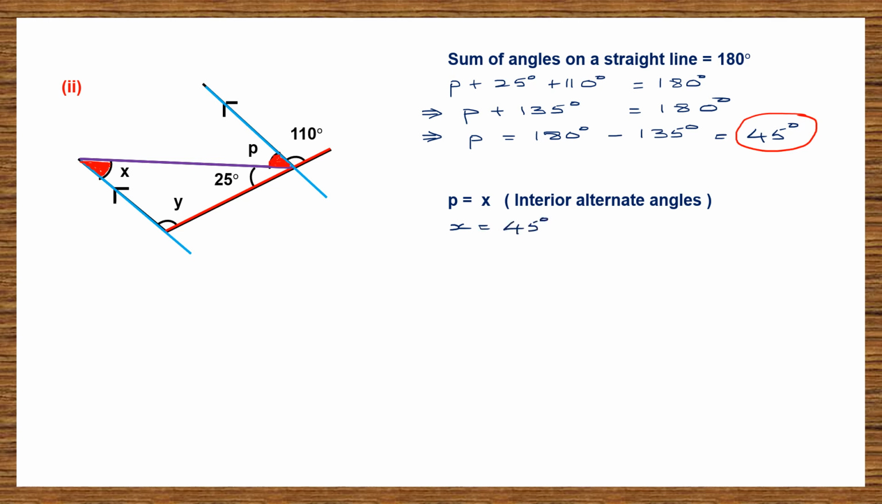So now we have found the value of P. P is 45 degrees. Now X is also 45 degrees. So now we have to find the value of Y. And Y is here. Now we have found X.